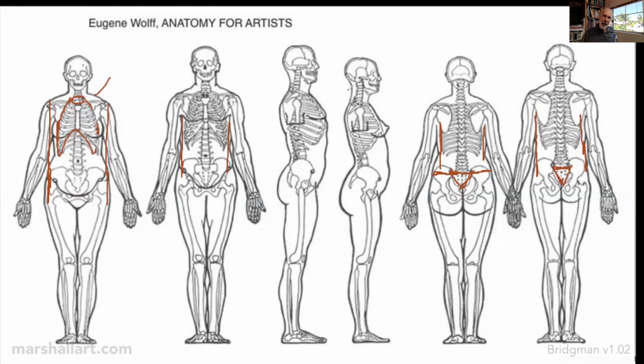There's one other thing. Her rib cage tilts back more than his. Why? Her pelvis is on an axis more like that than his. So this is a counterbalance to it. Whenever anything goes one way, another thing will go the other way to balance it out.